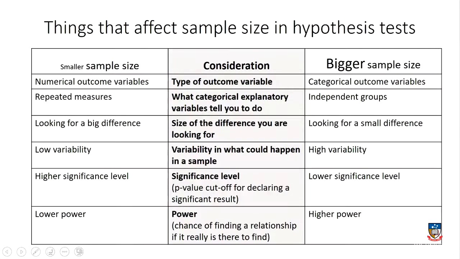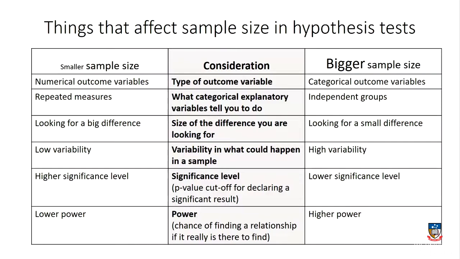So if you're doing hypothesis tests, then these are the six things that will affect sample size. In the middle column, I've got the consideration, and on the left, I've got things that will cause it to be a smaller sample size, and on the right, I've got things that will cause it to be a bigger sample size. So your type of outcome variable. If your outcome variable is numerical, you will need a much smaller sample size than if your outcome variable is categorical. So if you have a chi-squared test, you're going to need a lot more data than if you do a t-test.